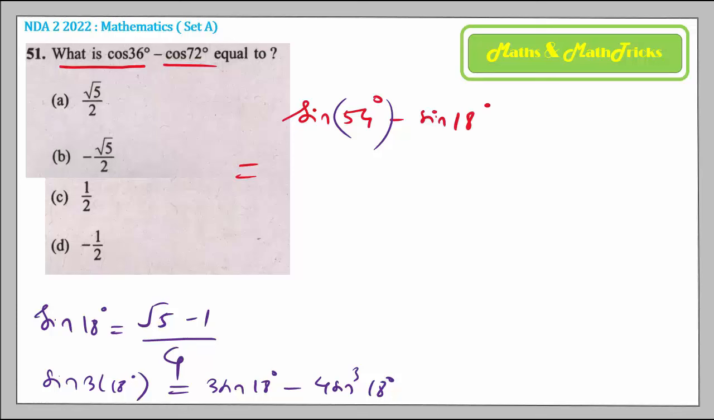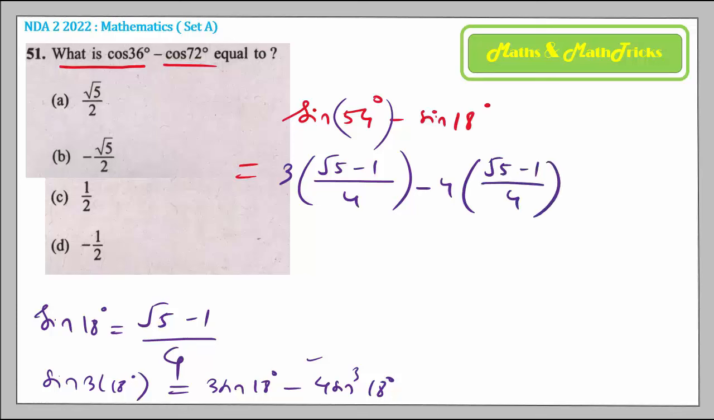So sine 54 degrees, I am applying this formula here. So 3 into sine 18 degrees value I am writing root 5 minus 1 by 4. Then minus 4 into sine cube, root 5 minus 1 by 4 the cube, minus sine 18. Okay, so from 3 times, 1 time is getting cancelled. So here I am updating, this is 2 times sine 18 minus 4 times sine cube 18 degrees.